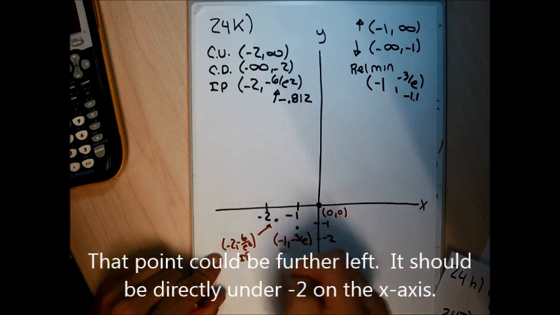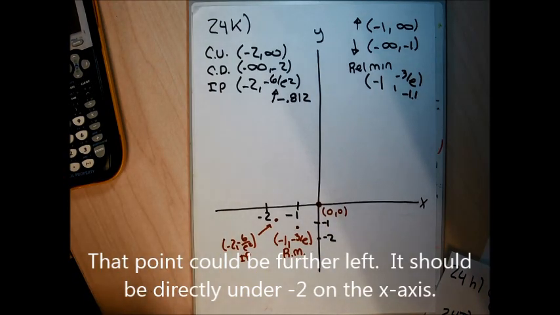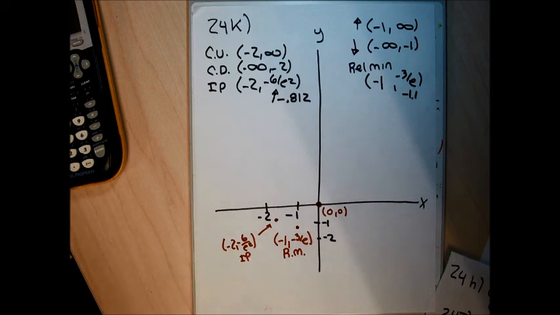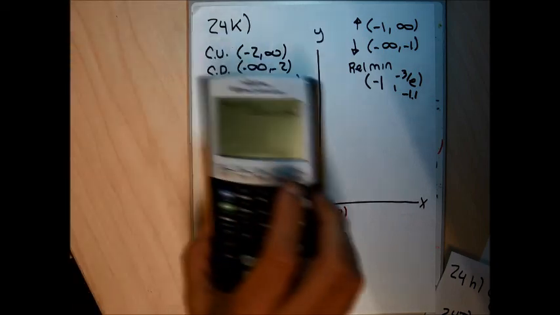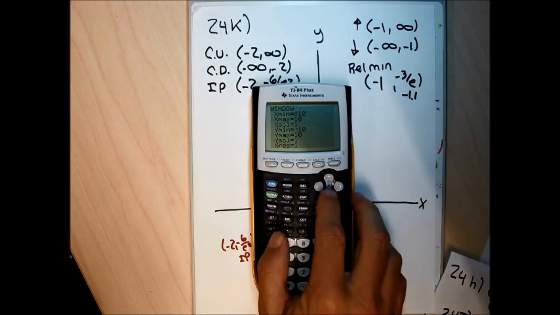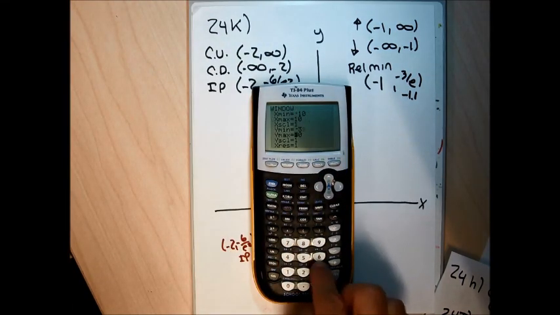That's the inflection point. This point's the relative min. When I look at my inflection point and my relative min, their y's are very small. I can probably get a better graph if I change my y's to a smaller number. So I'm going to change my window, and I'm going to change my y's to 3s.